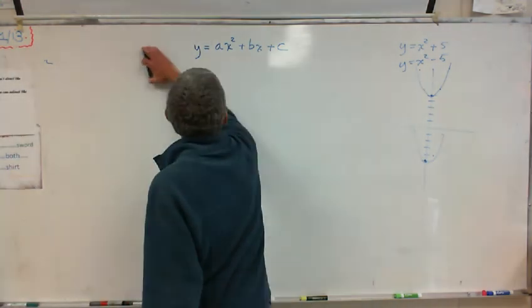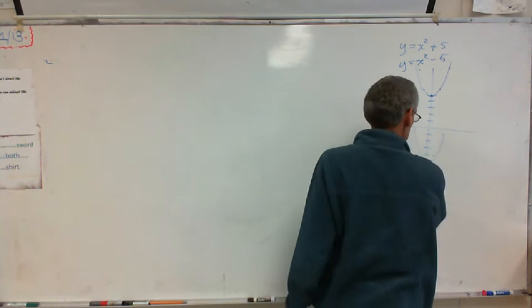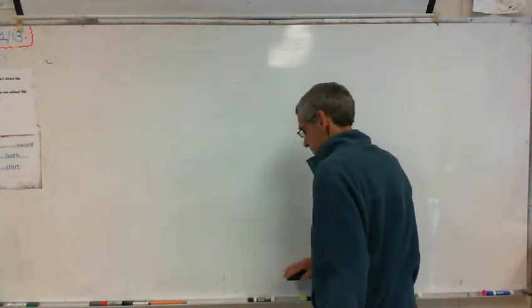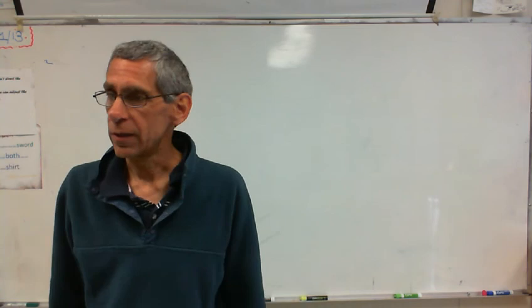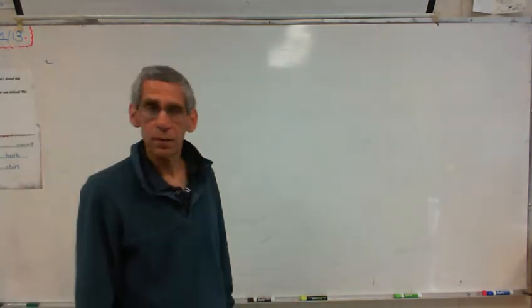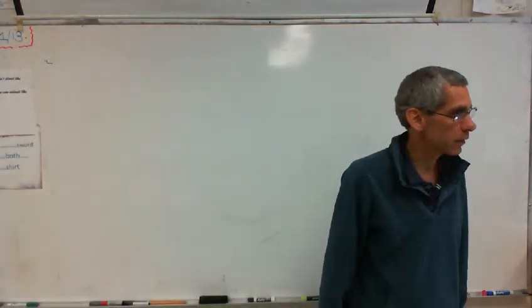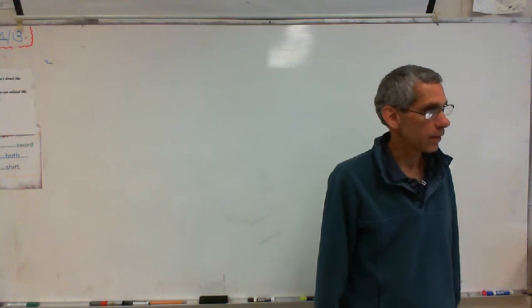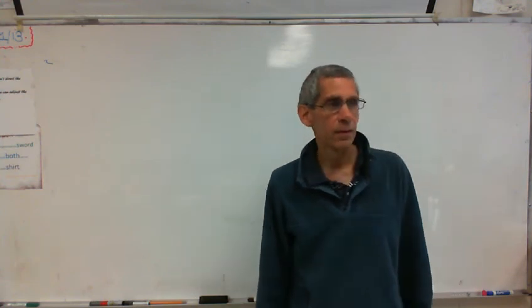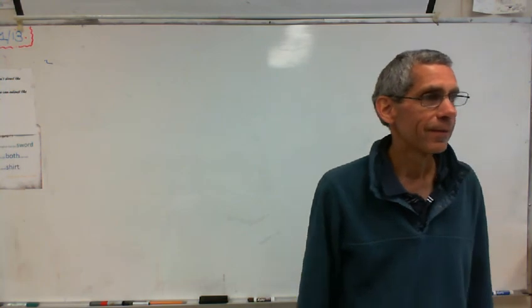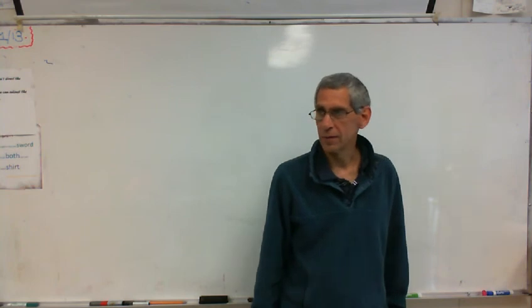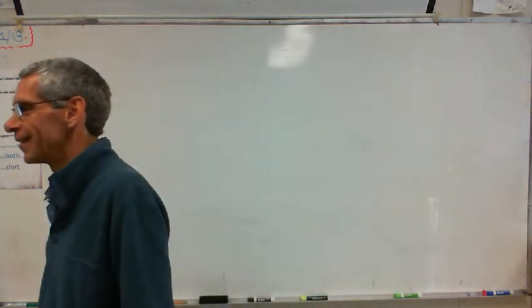Does everybody know the axis of symmetry formula by heart? Yes. All right, I'm going to just see. Clayton, what's the axis of symmetry? x equals negative b over 2a. Domenica, what is it? x equals negative b over 2a. Gabe? x equals negative b over 2a. Emma? Tess? x equals negative b over 2a.